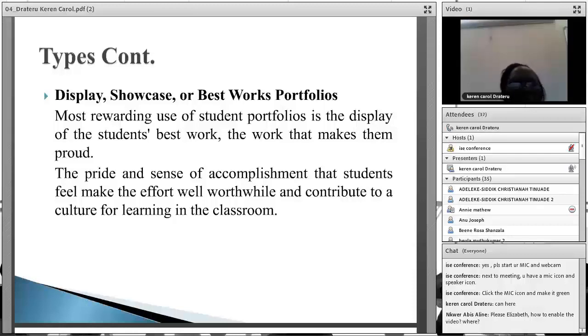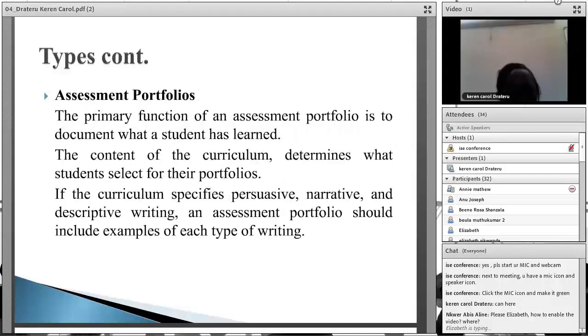We have display, showcase, or best works portfolios. The most rewarding use of student portfolios is the display of the students' best work, the work that makes them proud, and the pride and sense of accomplishment that students feel make the effort worthwhile, and contribute to a culture for learning in the classroom.